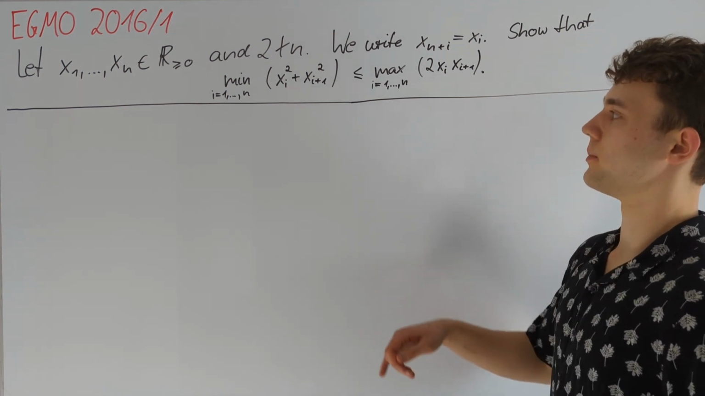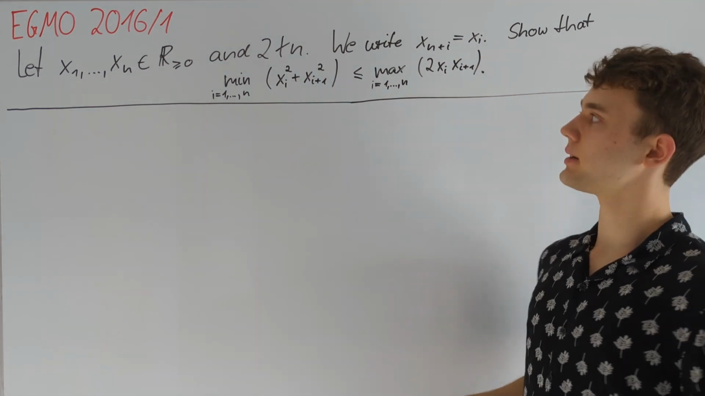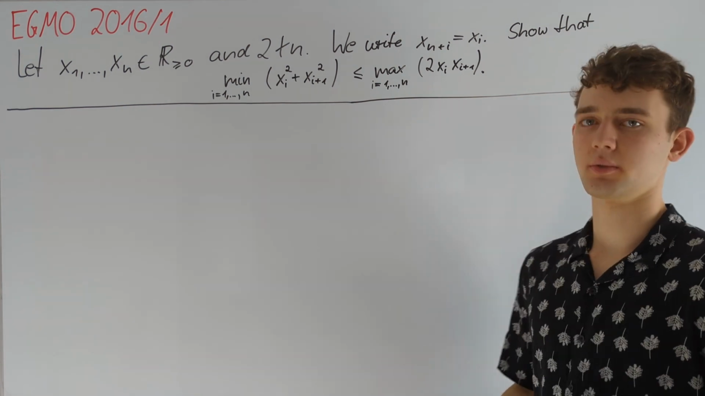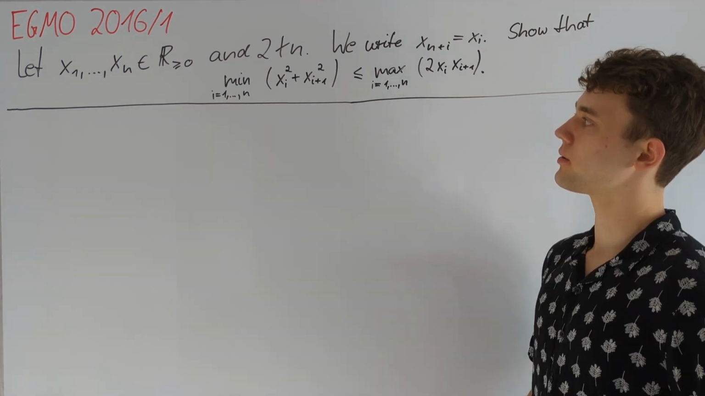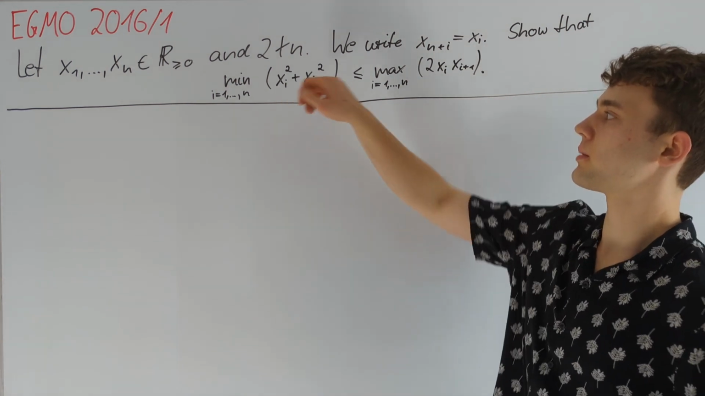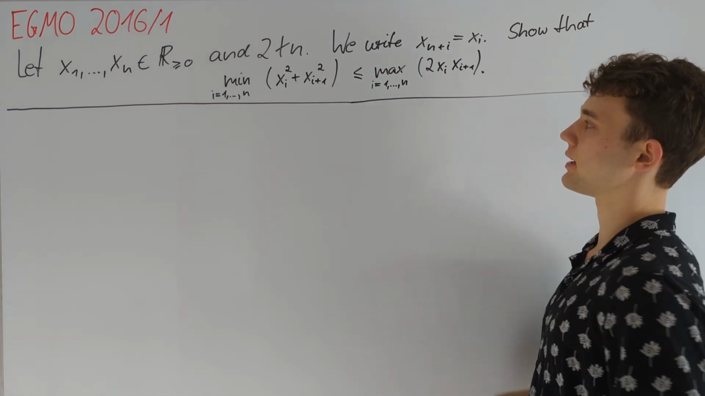prove that the minimum of x_i² + x_{i+1}² over all indices i is less than or equal to the maximum of 2x_i x_{i+1} over all indices i. We know that at any particular index i, by AM-GM, x_i² + x_{i+1}² is of course greater than or equal to 2x_i x_{i+1}.